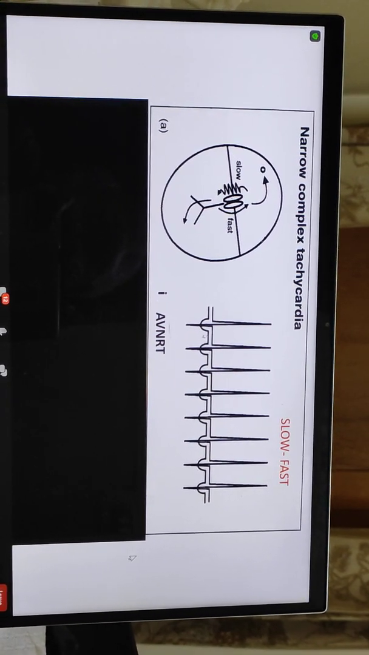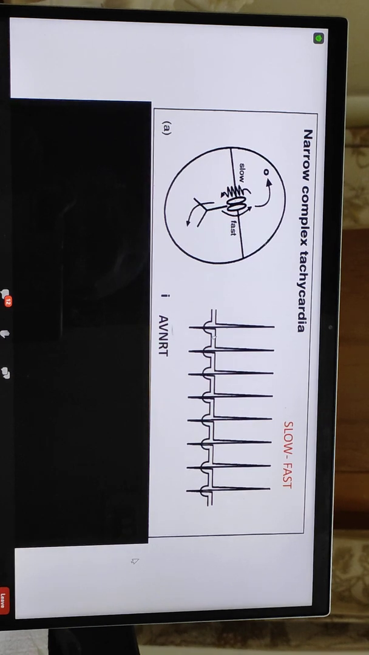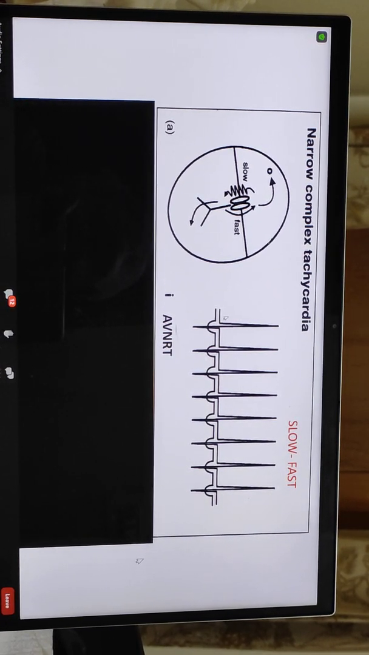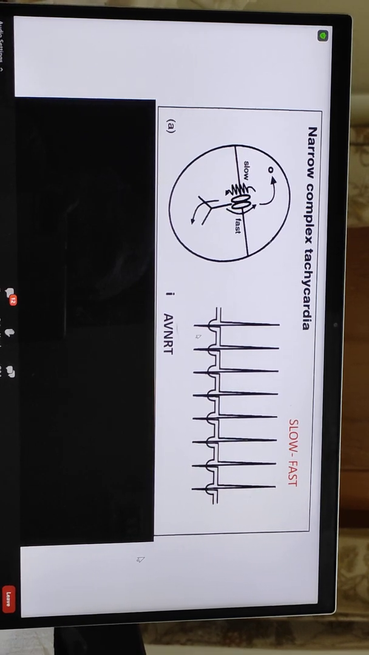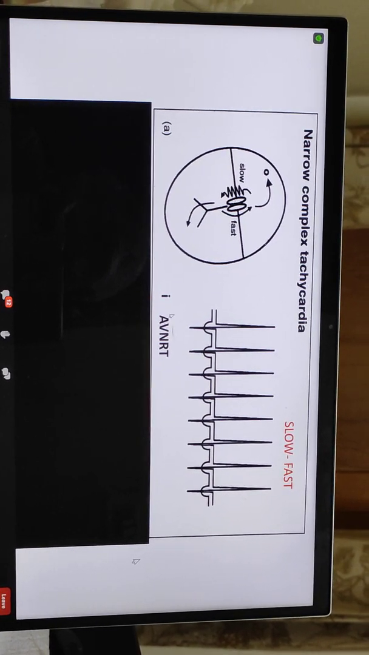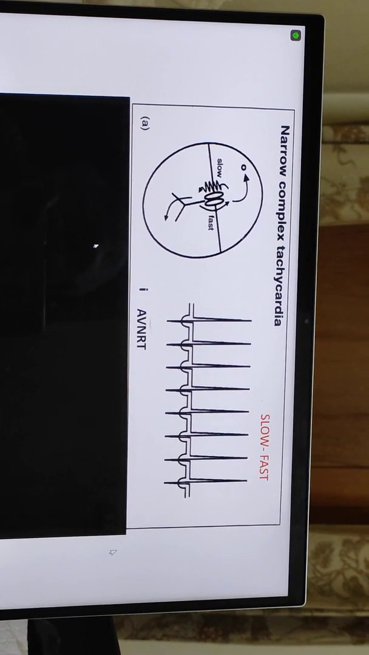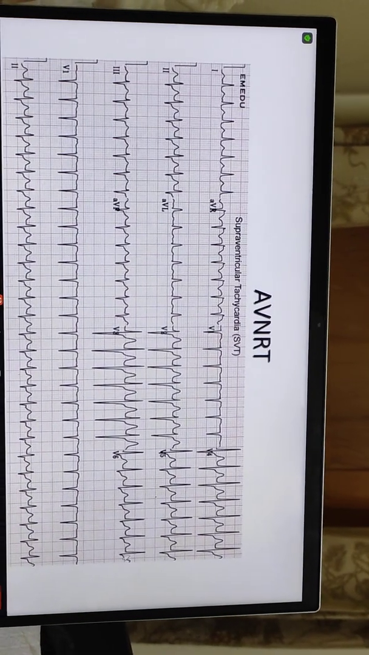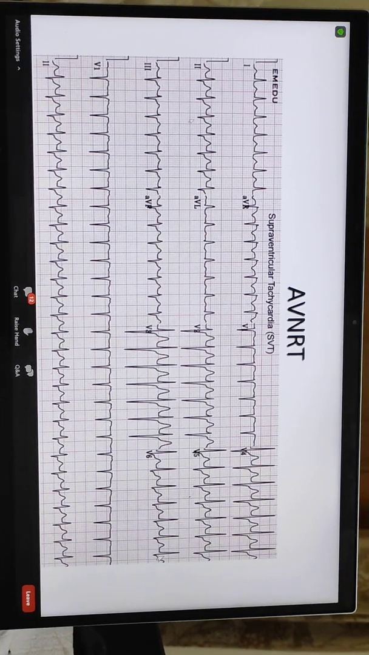So here you will have a narrow QRS complex tachycardia, all right, but you will never have the inverted P wave deforming the ST segment after the QRS. So whenever you have only the QRS complex with no P wave in front, no P wave at the back, then the diagnosis will be atrioventricular nodal reciprocating tachycardia. Look at the tachycardia here.